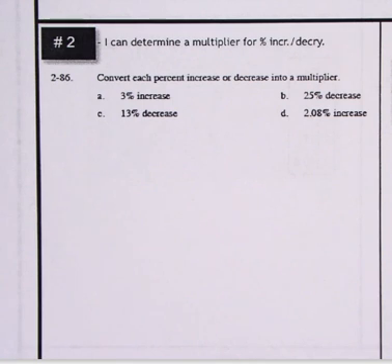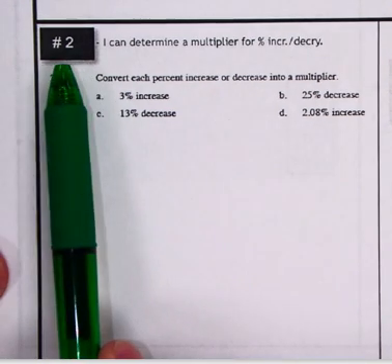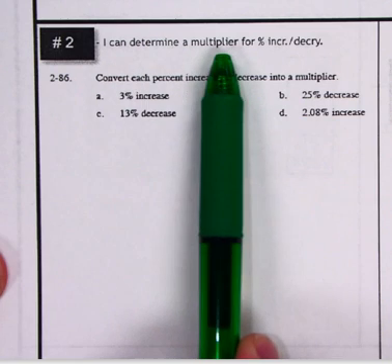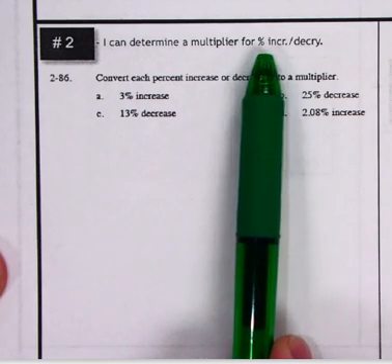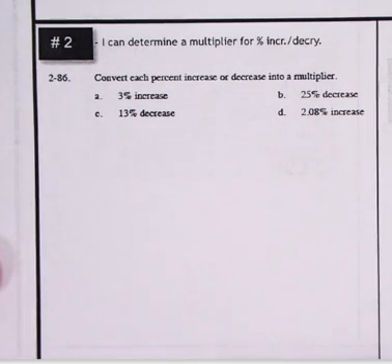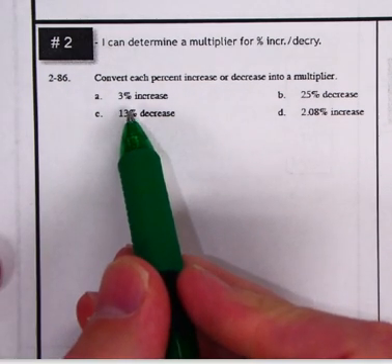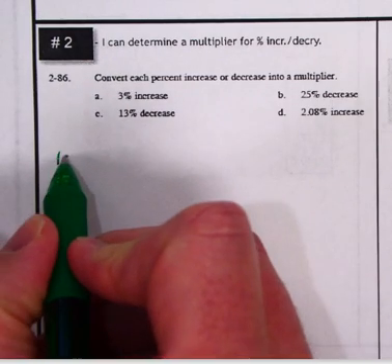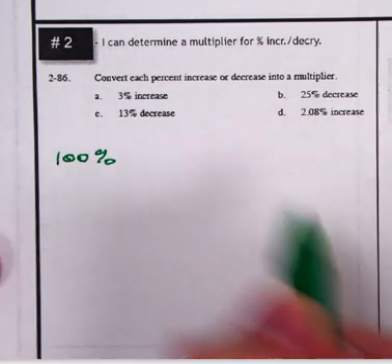In this video, we're going to be talking about target number 2. I can determine a multiplier for a percentage, whether it's an increasing or a decreasing amount. The whole idea behind this target is being able to move from 100%. 100% of an item is its full price, its full amount, its full quantity. So if I have 100% of something, that is my number that I always have.